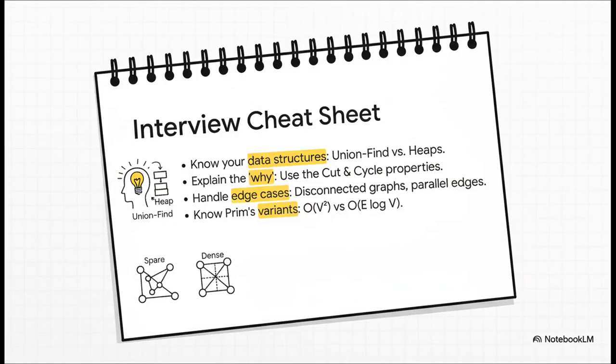So if you're heading into an interview, here's your cheat sheet. 1, know your data structures. You've got to connect union find with Kruskal and priority queues with Prim. 2, be able to explain why they're correct. Talk about the cut property for Prim and the avoiding cycles rule for Kruskal. 3, think about the edge cases. What happens with disconnected graphs or parallel edges? And finally, 4, show you're a pro by mentioning the different complexities for Prim's. It shows a deeper understanding.